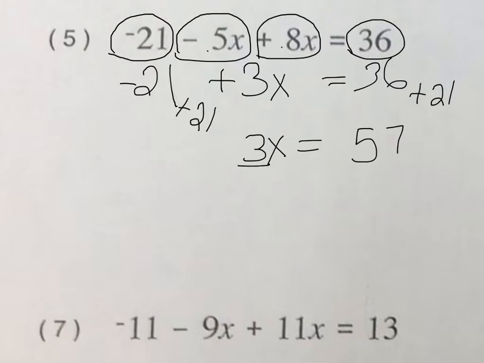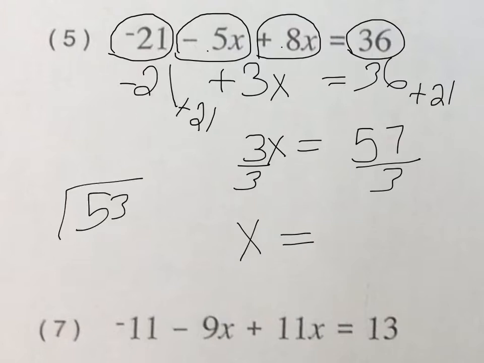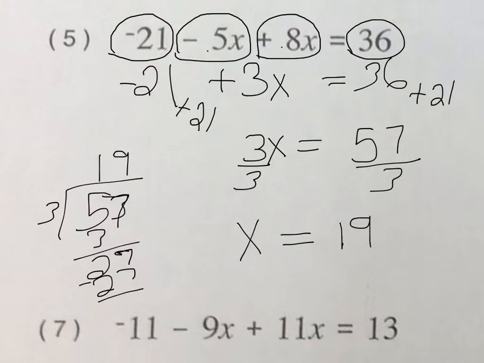And then I just got to get rid of this 3. So I'm going to divide it by 3 because 3 times x, I do the opposite, so I do 3 divided by 3. 3 divided by 3 is 1, and so I just have an x there. And 57 divided by 3, oops, that should be a 7, is 1, 3, 27, and 9. And that comes out to be 0. So 19 is my answer there. So x, the variable, equals 19.